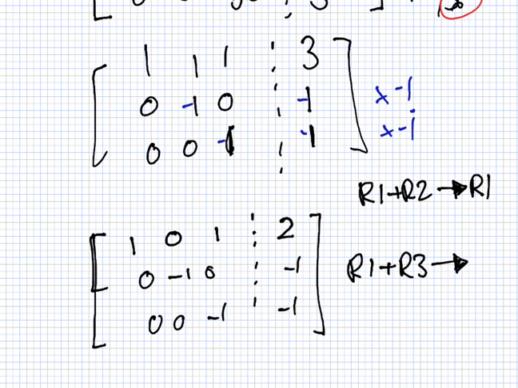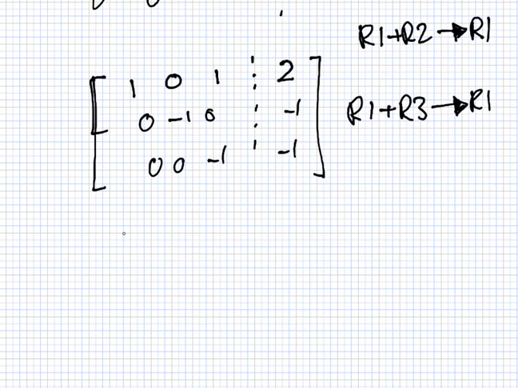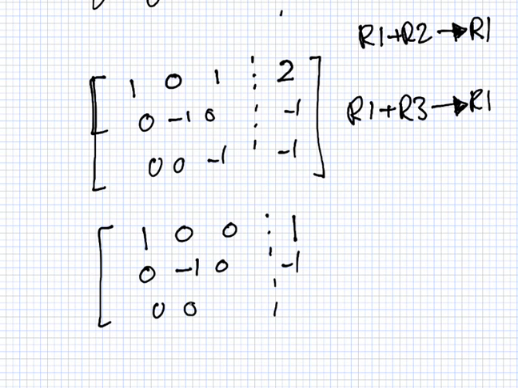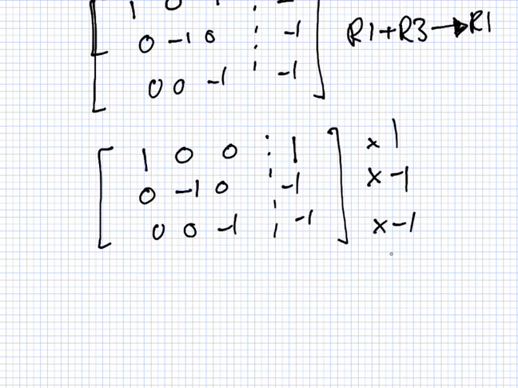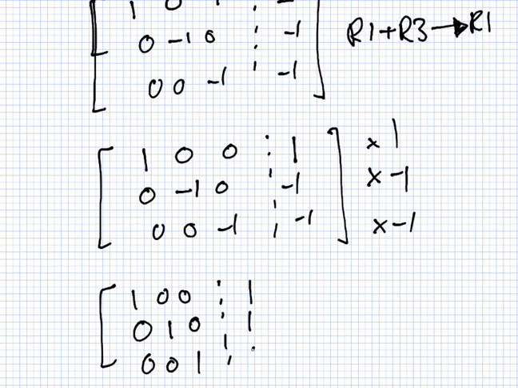On to row 1. 1, 0, 0, 1. 2 and -1. 0, -1, 0, -1, 0, 0, -1, -1. So to finish, multiply by -1, multiply by -1, keep this one the same. So now I have 1, 0, 0, 1, 0, 1, 0, 1, 0, 0, 1, 1.